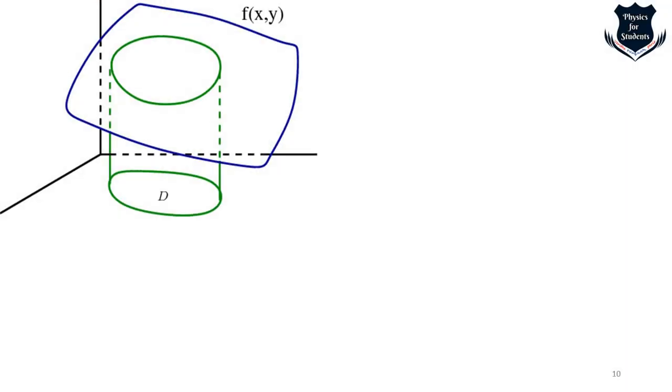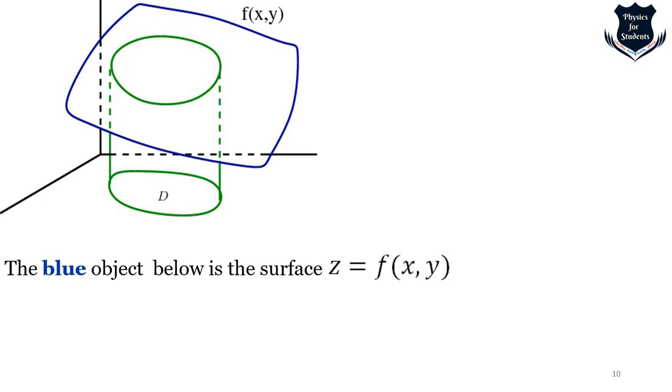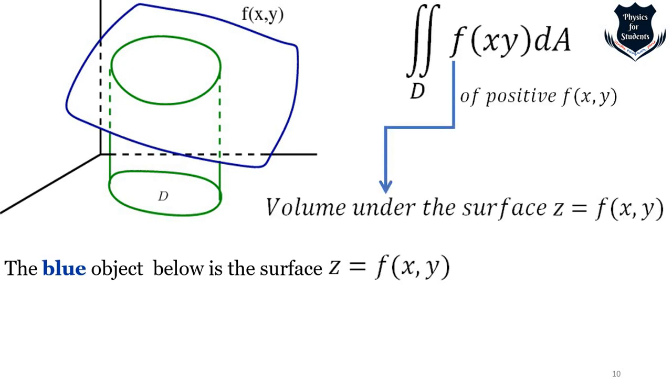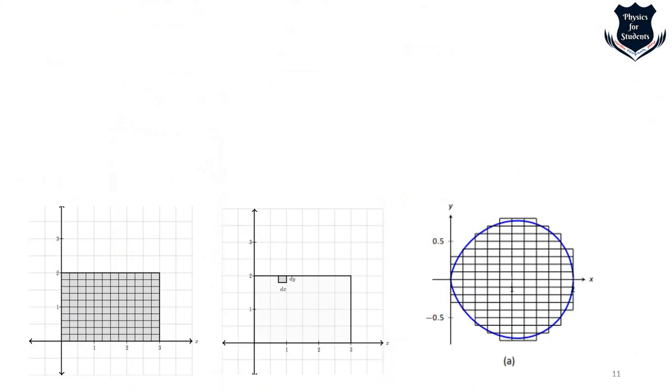Now this is another example, just to show you that the blue object below is the surface z equals f of x, y floating above the xy plane. This is the blue object, and what we are calculating is the volume under the surface z equals f of x, y, obviously where f of x, y is positive. So this is kind of a cylinder with a blue area around. The blue object below is the surface, and we are calculating the volume under it. And more generally it is written as this.